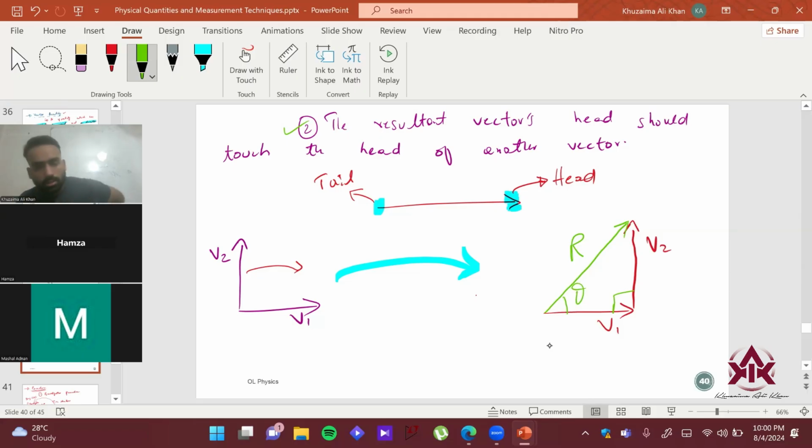You also need to find the magnitude of the resultant vector. So how can I find the resultant vector magnitude in a right angle triangle? If you have done some basic mathematics, you would have an idea. What property can I apply over here? Pythagoras theorem, right? Yes, Pythagoras theorem. Hamza was saying something else.